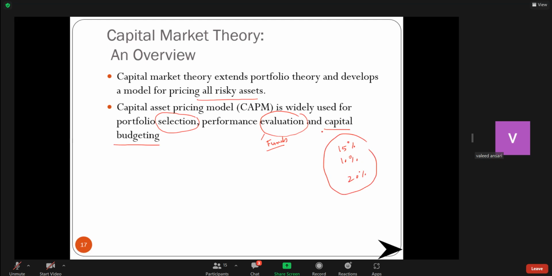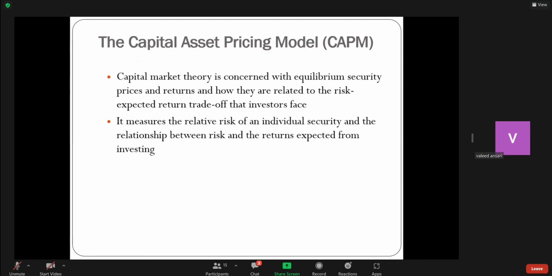Not only does it provide an idea of how you can select the portfolio, but it also provides the idea of how we can evaluate performance, whether they have performed better than the market, or what the performance is on a risk and return basis. Concepts like the Sharpe measure, Treynor method, and Jensen's alpha are all based on CAPM. So you should carefully understand this, because of its immense application in the area of finance.